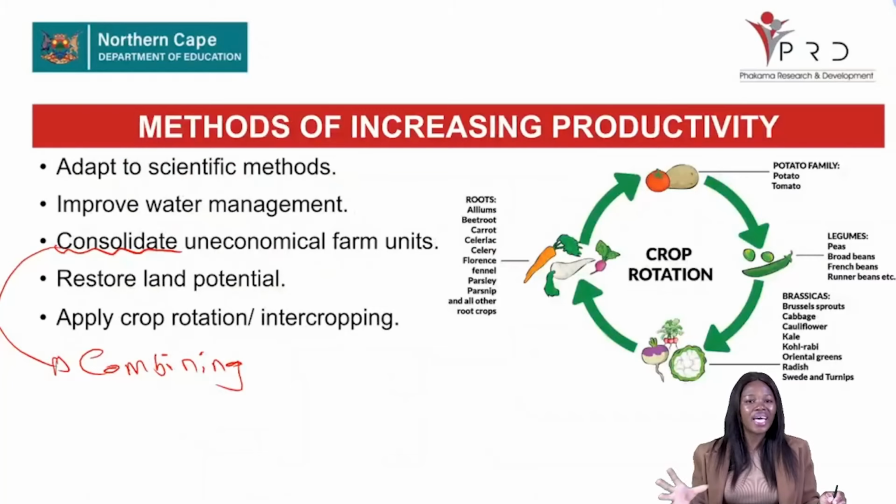So these are the techniques, these are the methods that farmers need to apply when restoring or increasing the productivity of land, making sure that more products are produced, we have high production in order for us to sell more and make money or profit. I hope you understand that.